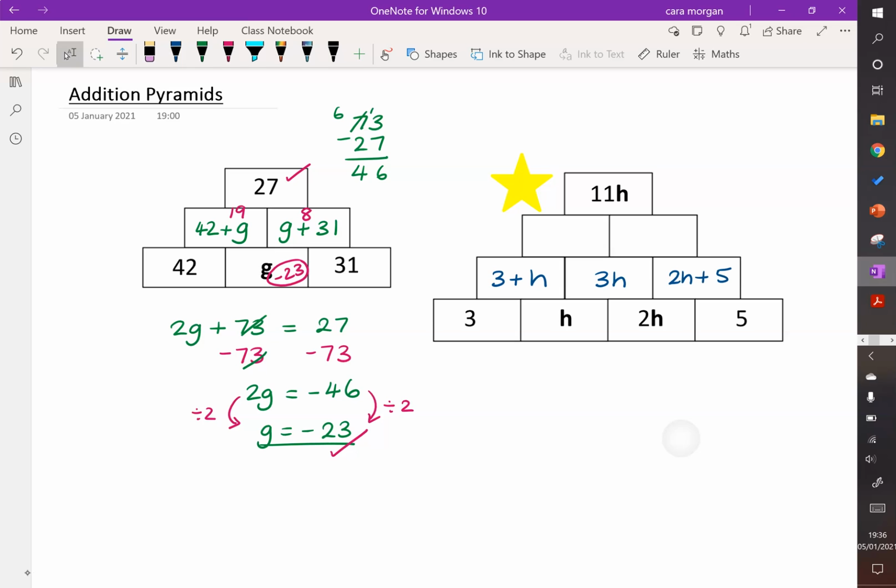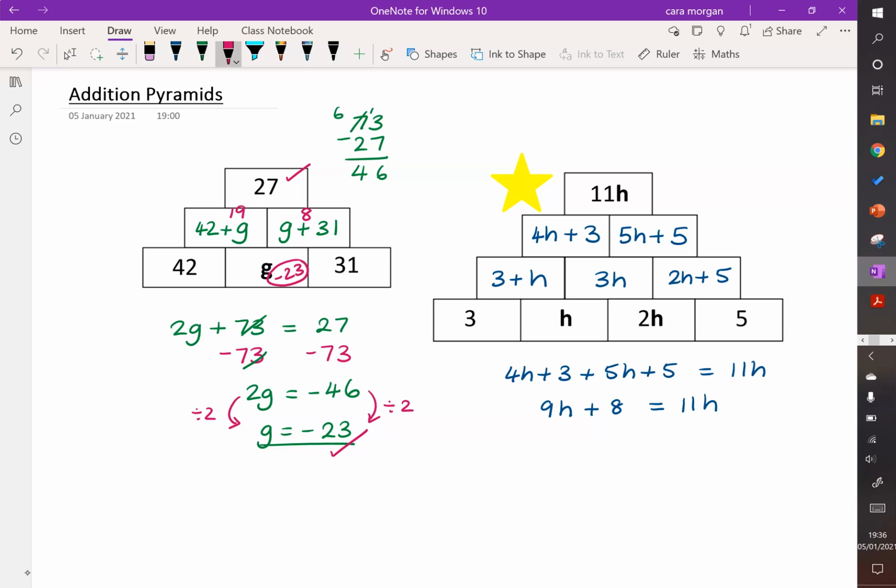Now in the left-hand brick, I've got 3 H's add H, which is 4H. But I've also got to remember to add on that 3. In the right-hand brick, I've got 5H add 5. Now, that means I've got 4 H's add 3, add 5 H's add 5, gives 11H. This is definitely a lot more tricky. I've got 9 H's add 8 on the left-hand side is equal to 11H.